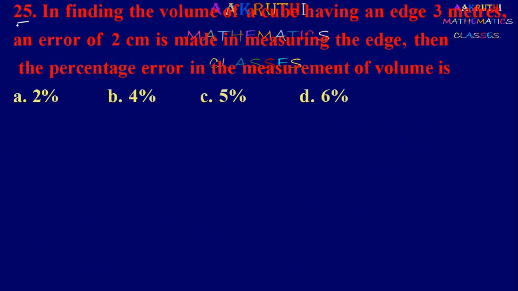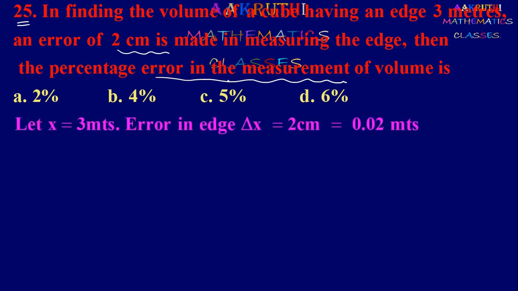Next, question number 25. In finding the volume of a cube having an edge 3 meters, an error of 2 cm is made in measuring the edge. You have to find the percentage error in the measurement of volume. Here x equals 3 meters, that is the side is 3 meters, and the error in the edge is 2 centimeters, that is delta x is 2 centimeters. Since we have meters, we convert into meters. Therefore delta x is 2 divided by 100, that is 0.02 meters.